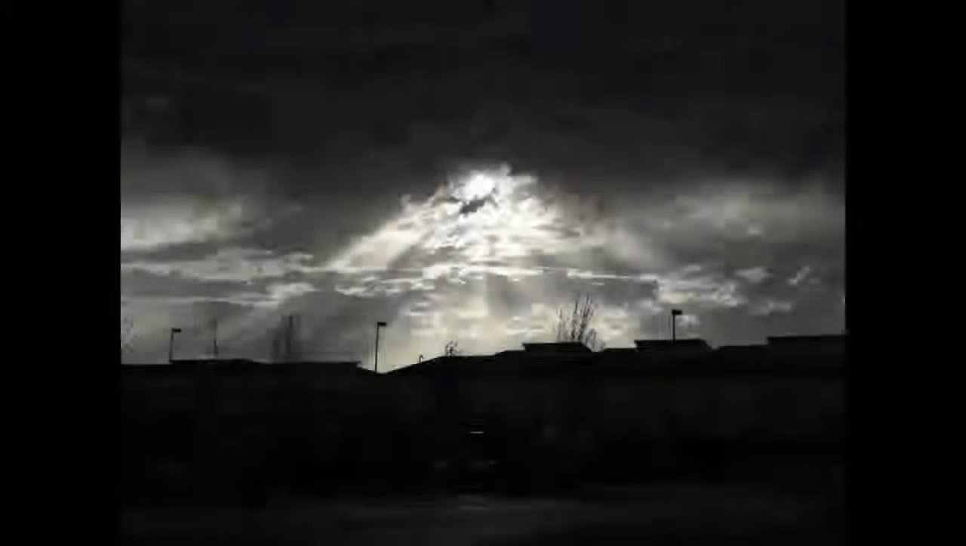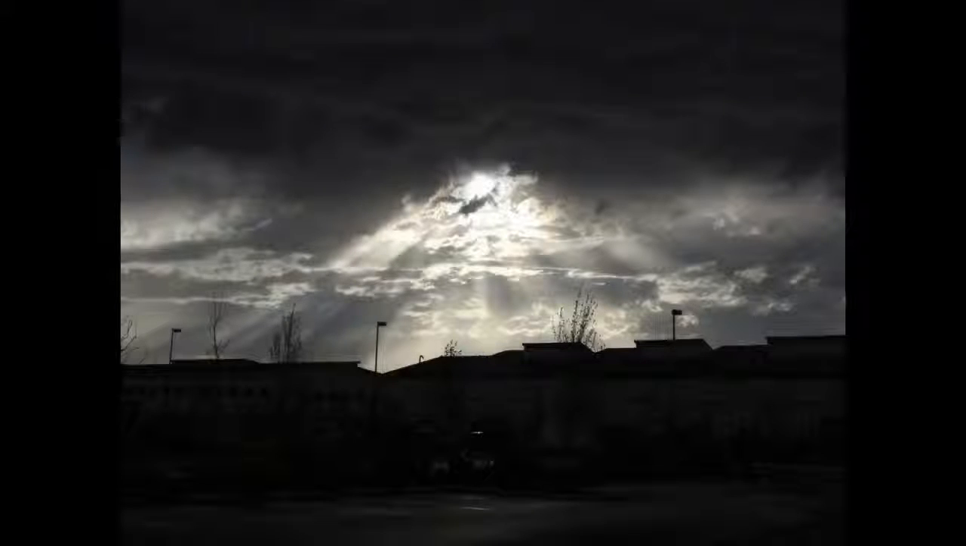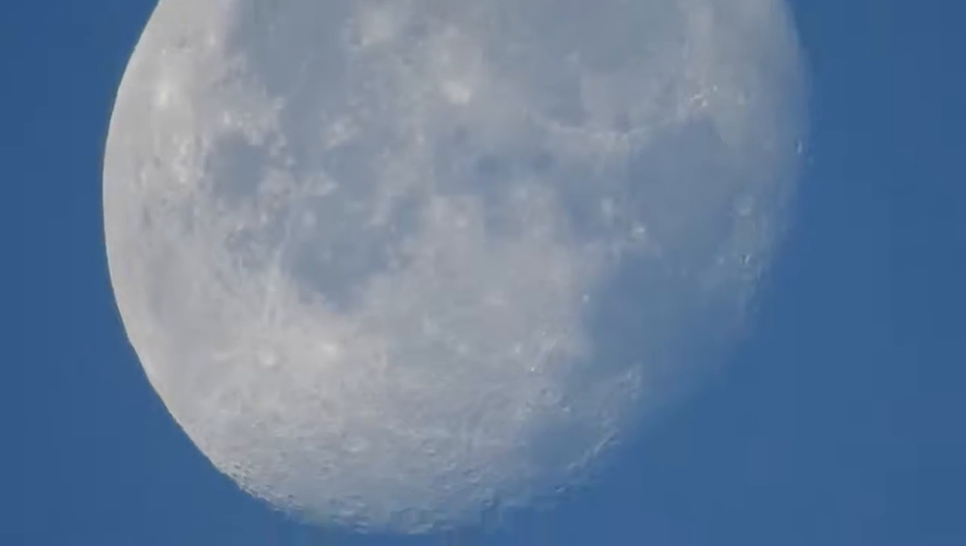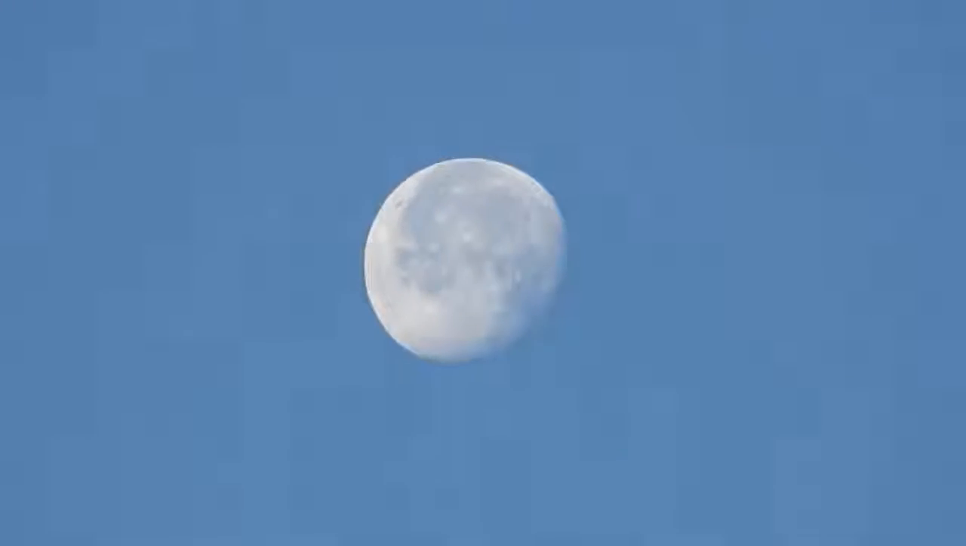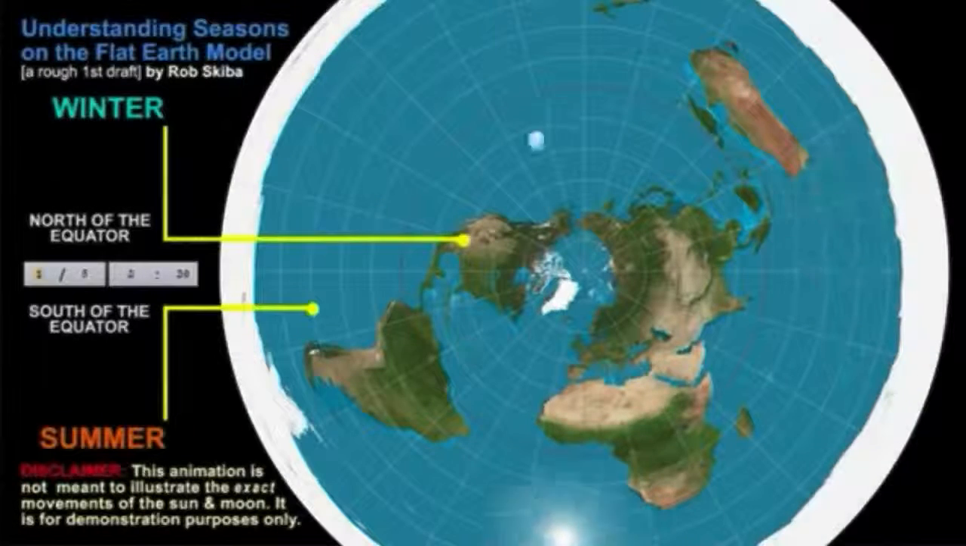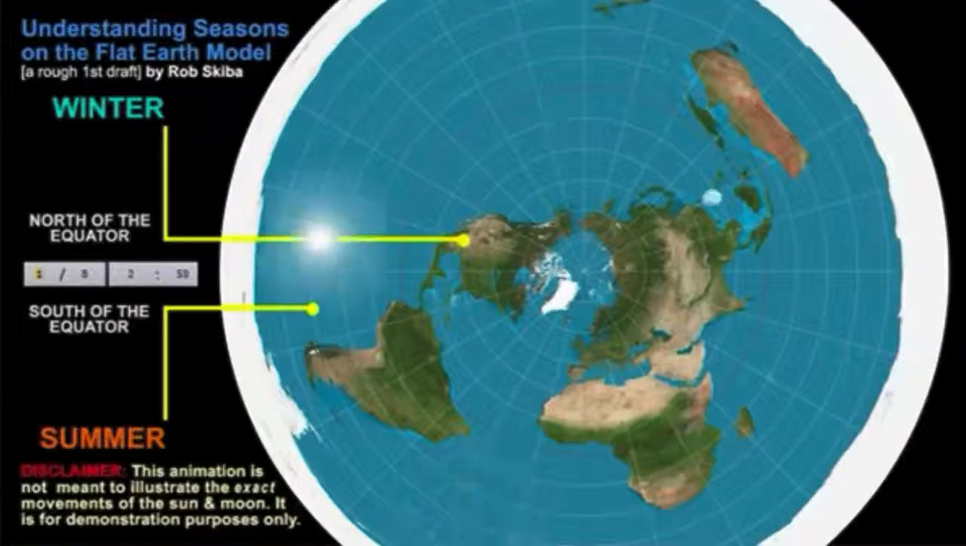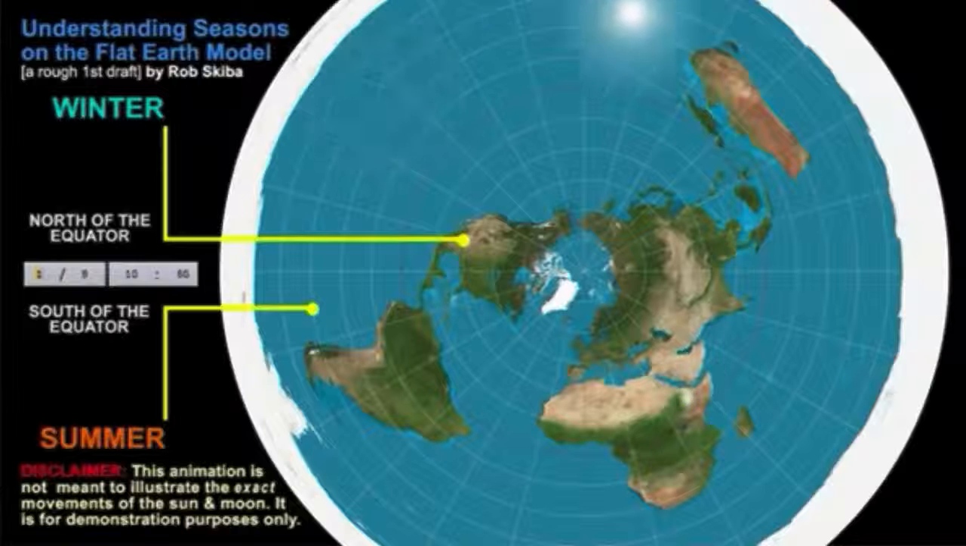That means that the sun is not 400 times the size of the earth, nor is it 93 million miles away. Also, the moon is not 4 times smaller than the size of the earth, nor is it 238,000 miles away. The sun and moon make a clockwise circuit around the face of the flat earth. The sun moves slightly faster than the moon.